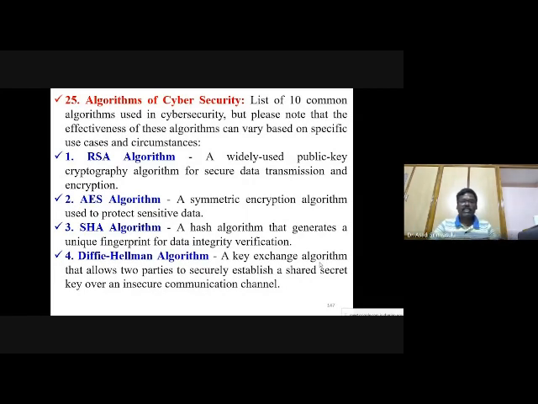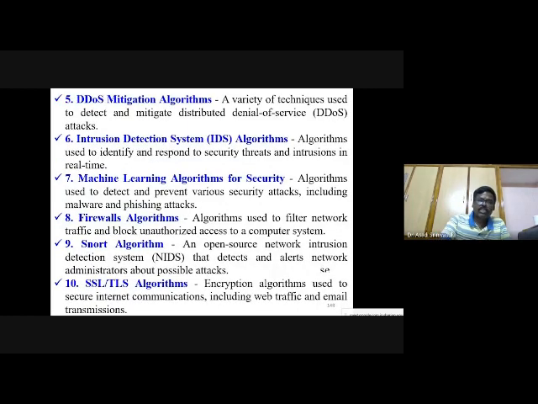Then the SHA algorithm, a hash algorithm that generates a unique fingerprint for data integrity verification. Diffie-Hellman algorithm, a key exchange algorithm that allows two parties to securely establish a shared secret key over an insecure communication channel. Then DDoS mitigation algorithms, a variety of techniques used to detect and mitigate a distributed denial of service attack. Then the intrusion detection system, IDS algorithm. It is used to identify and respond to security threats and intrusions in real time.